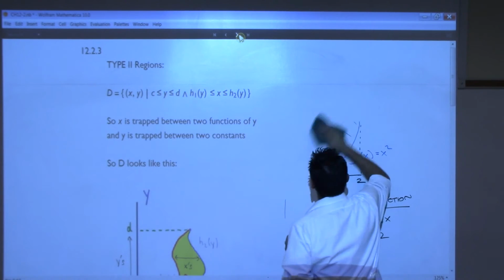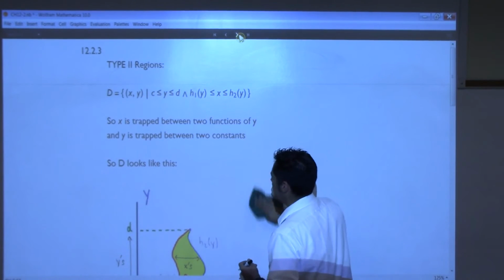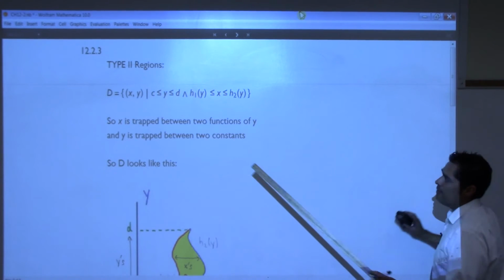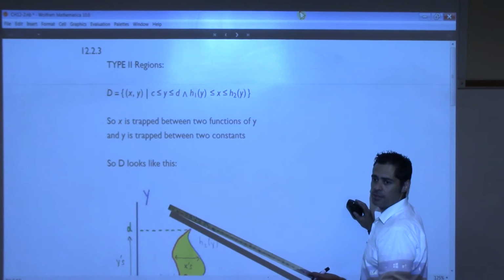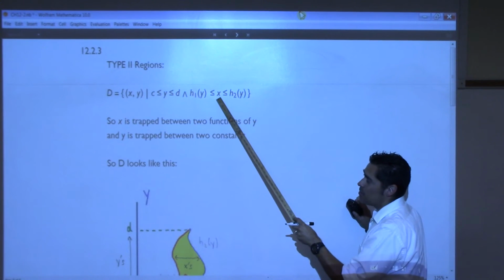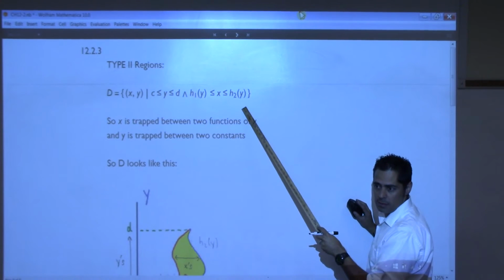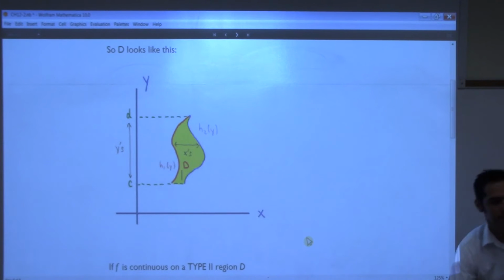All right, so then what is a type 2 region? A type 2 region helps you deal with regions when the curves you're looking at are not functions of x. So this time, our y value is trapped between two constants, and our x values are stuck between two functions of y. So it's basically a sideways picture of what we just did.